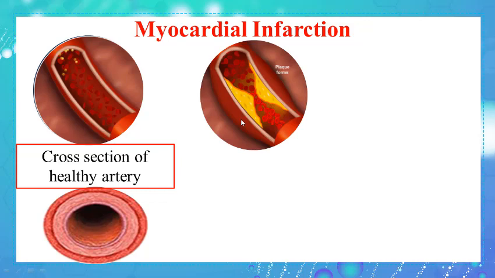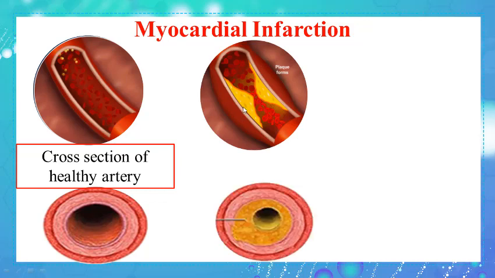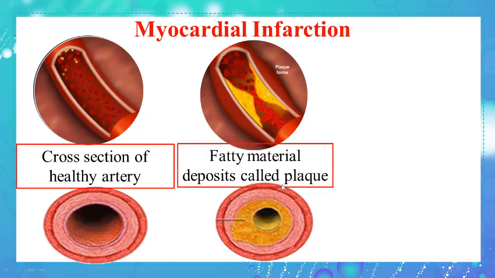While here we have a section that refers to the coronary artery of a person that has a diet rich in cholesterol and fats. You can see the accumulation of fats and the cholesterol on the wall, you can remark that the diameter of the artery decreases. Here I should mention that this deposit of fats and cholesterol is called plaque.